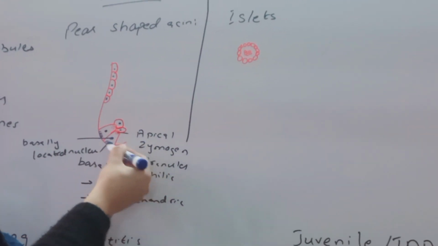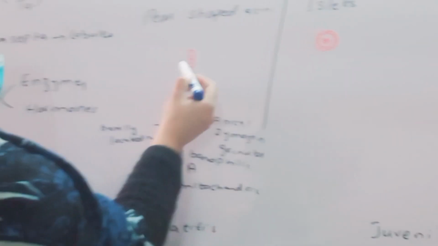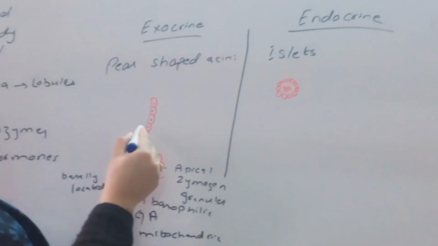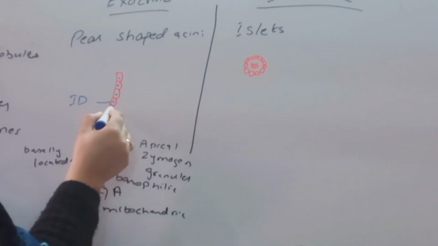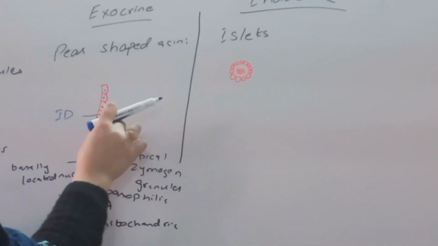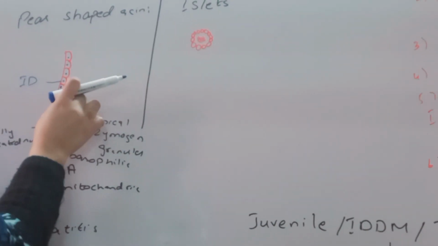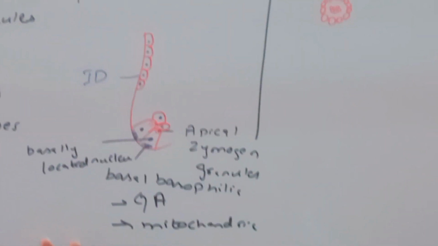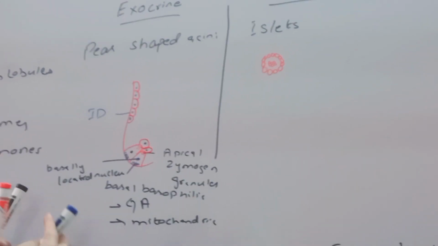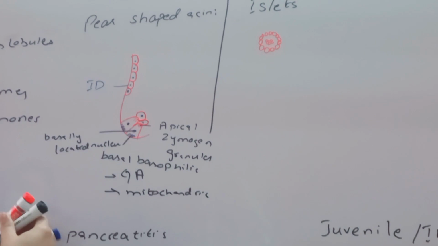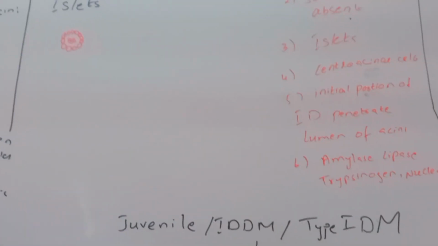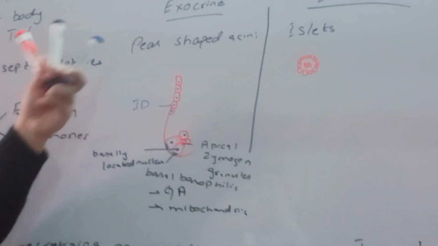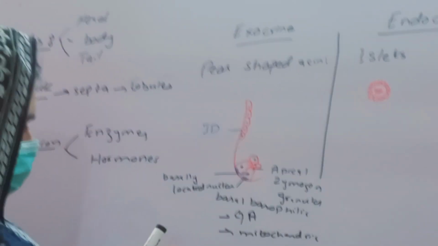Then this acinus becomes continuous with the intercalated duct. This intercalated duct, which is lined by simple cuboidal epithelium, has its initial portion projecting into the lumen of the acinus. So just on the side of this acinus, you will find the intercalated duct which has simple cuboidal epithelium. Then there are some secretions of the exocrine gland, which are amylase, lipase and trypsinogen. Nucleases are also secreted by the exocrine portion of the pancreas.